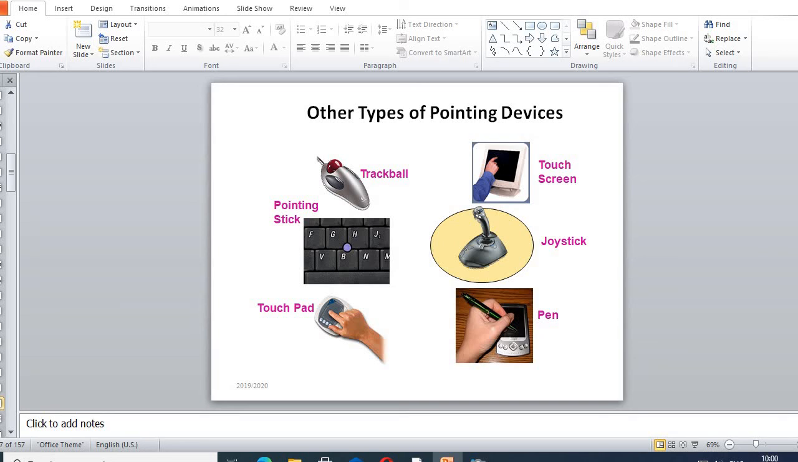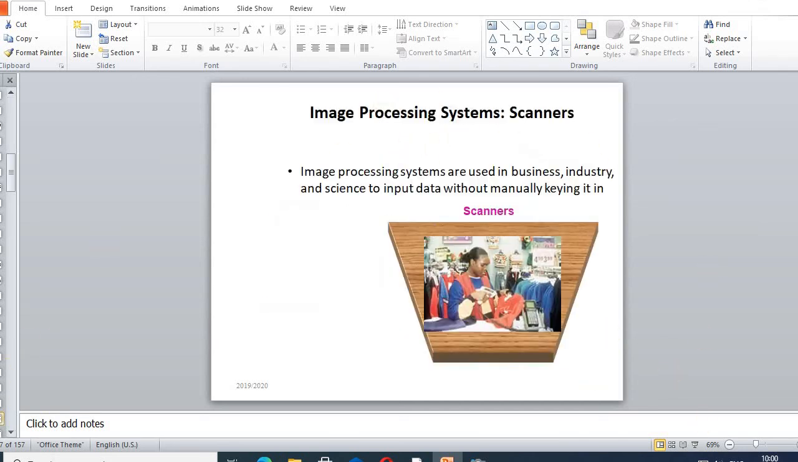Then other types of pointing devices: you have a trackball, a pointing stick, a touch screen, a joystick, a pen, and a touchpad. Are we together? So all these are pointing devices that you need to know.